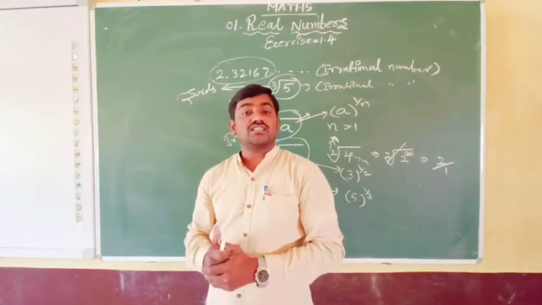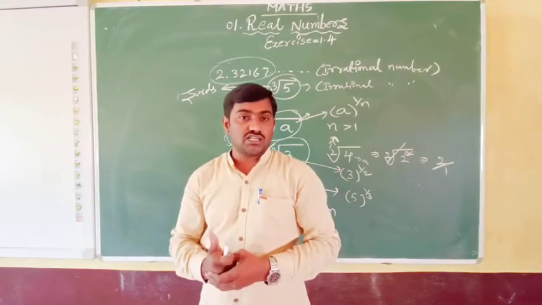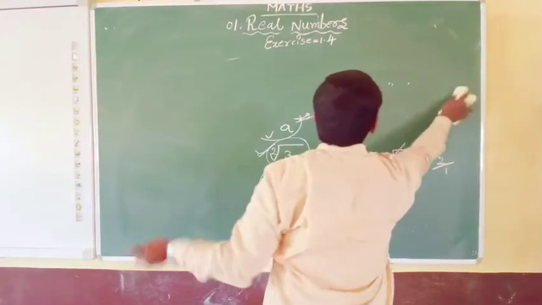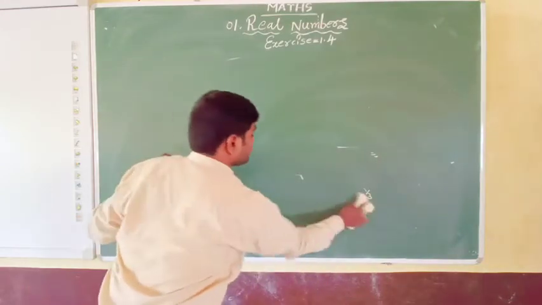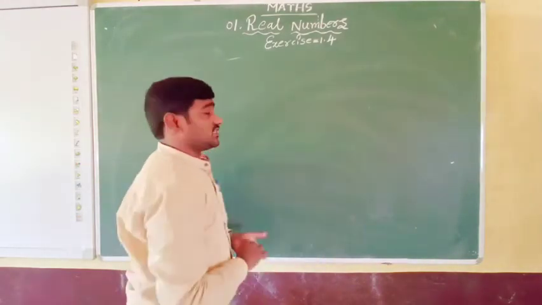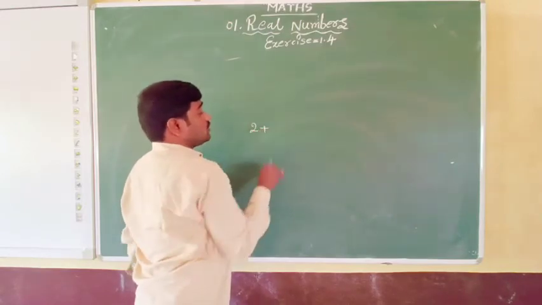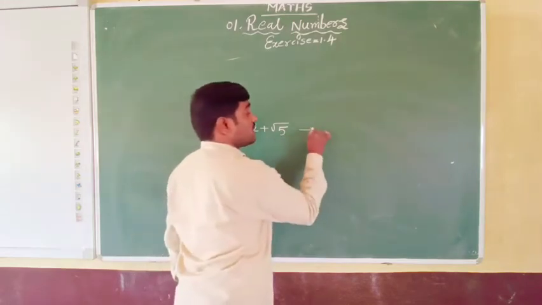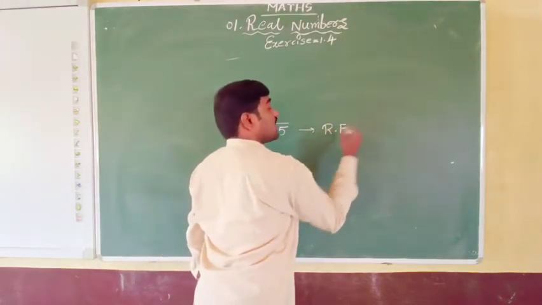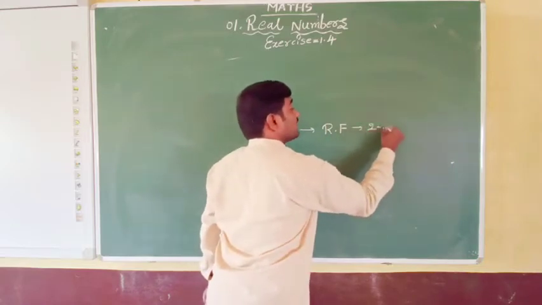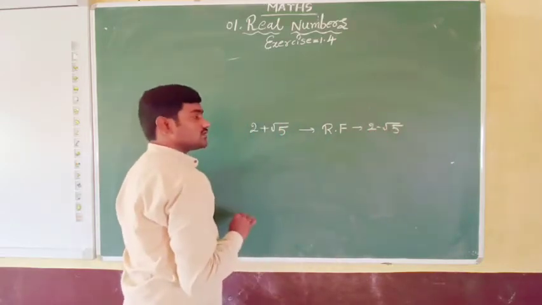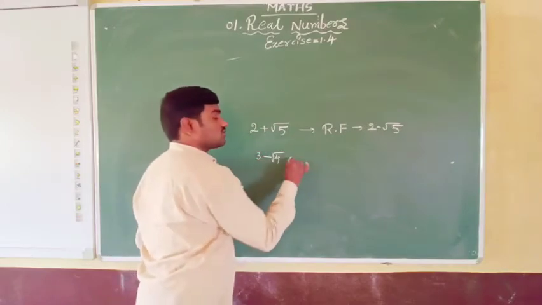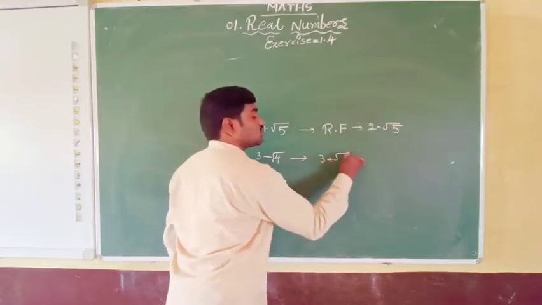There are many problems in the exercise where we are going to learn the rationalizing factors also. You should know the meaning of rationalizing factor. Let me tell you a little about it. Suppose 2 plus root 5. The rationalizing factor of 2 plus root 5 is 2 minus root 5. Now 3 minus root 4.